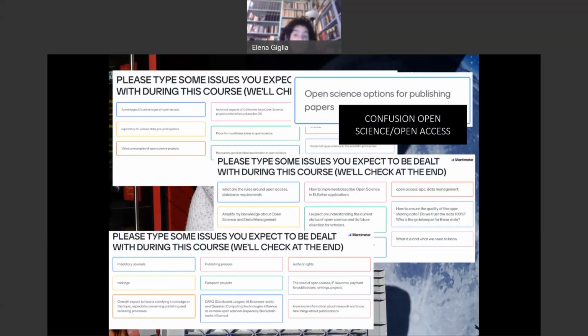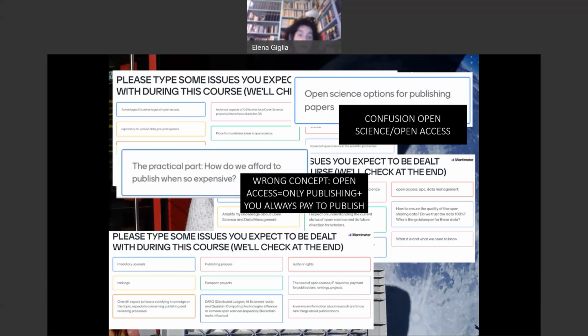Open science options for publishing papers, because there is a clear confusion between open science and open access. Open science does not equate to open access. Open access is just one of the components of open science. Open science is a wider concept.